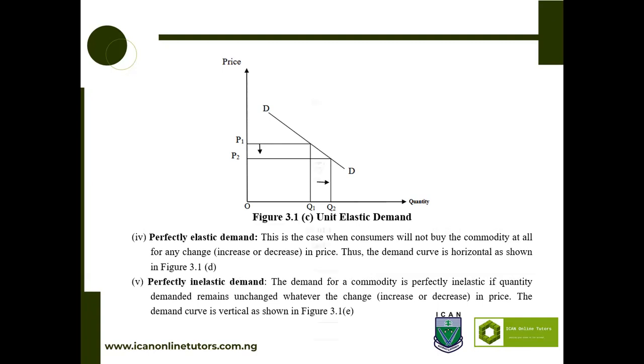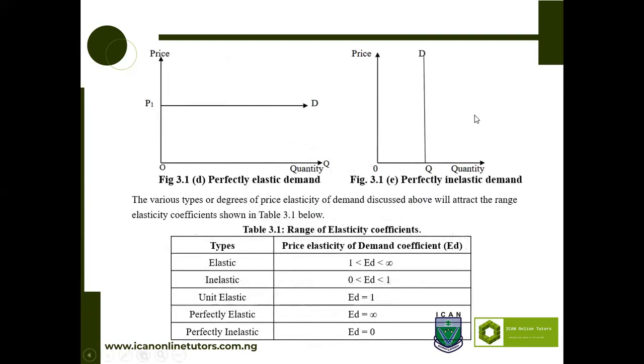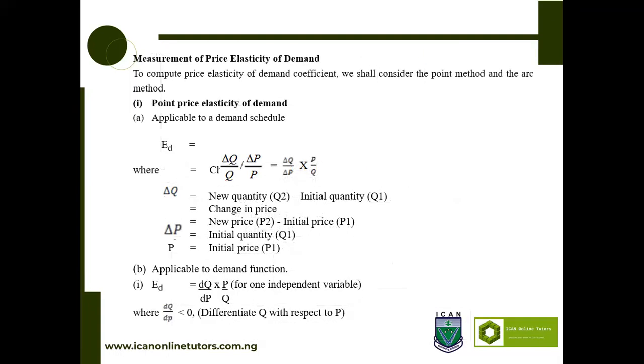While the perfectly inelastic stipulates that the price of a commodity will be determined by the quantity demanded, either there is an increase or decrease in the price of the commodity. So this is a pictorial illustration on the elasticity of demand, the price and the quantity demanded.